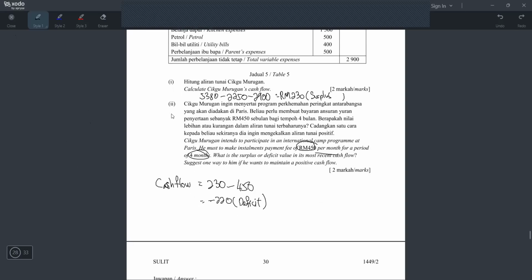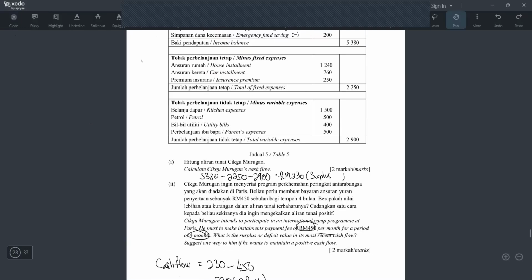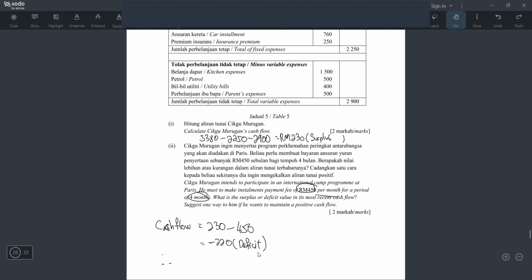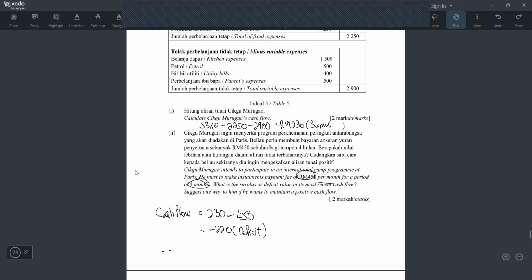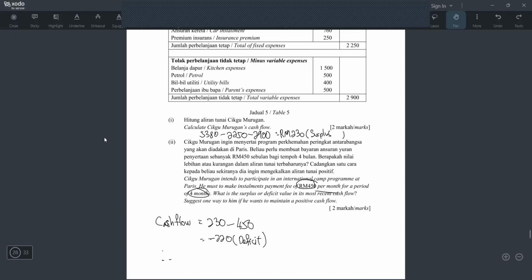So how to do? Suggest one way if he wants to maintain positive. It means if this keeps happening, he will not have enough money to go to the Paris, right? So what he has to do to increase so that the cash flow become positive, so that he can make it to Paris for the camp, right? So what he have to do so that the cash flow become positive?